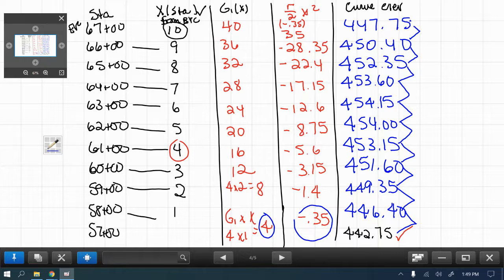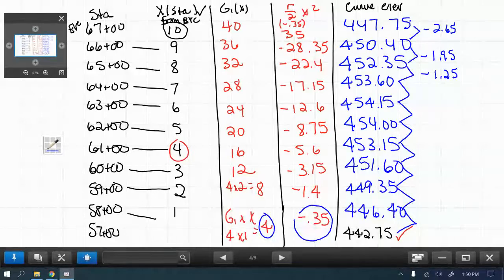So I'm going to do 447.75 minus 450.40. So that gets me a negative 2.65. Okay, and then I'm going to do the next two. I would spend the time on a test to do this. You will not have a 1,000-foot problem. I'll go ahead and tell you that. I had not worked this one out ahead of time, but I'm going to do it now.